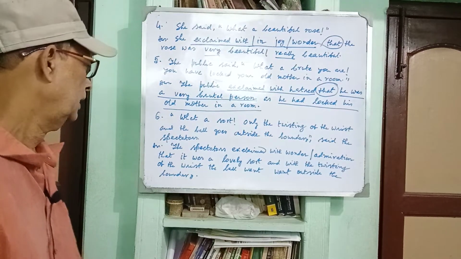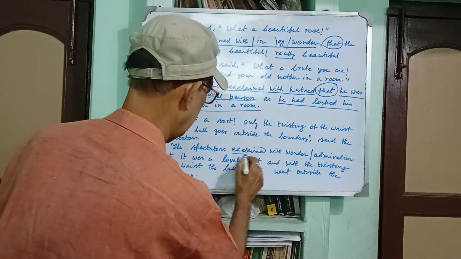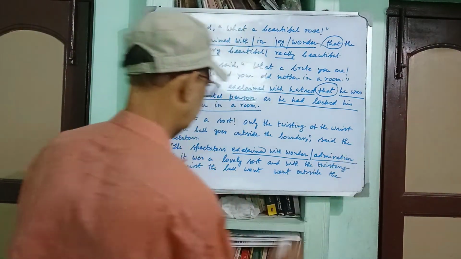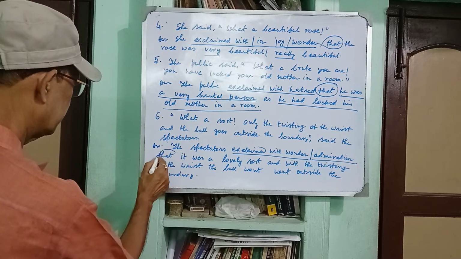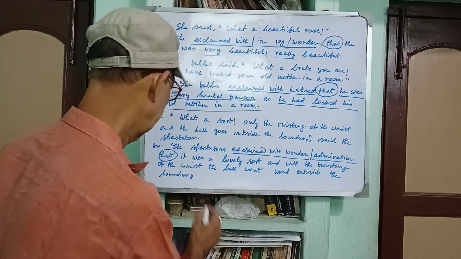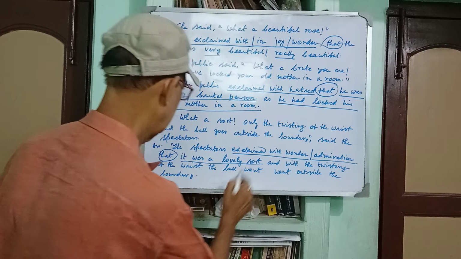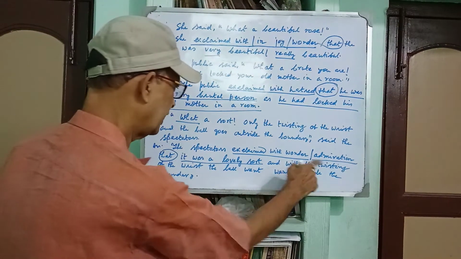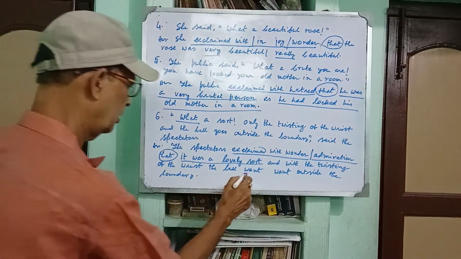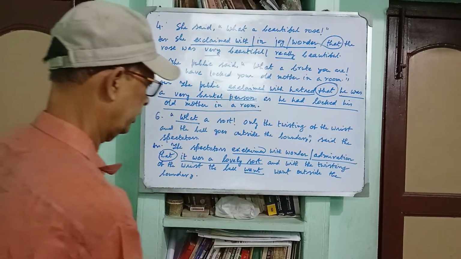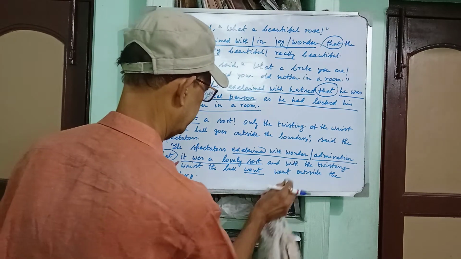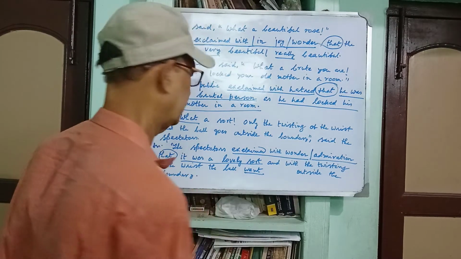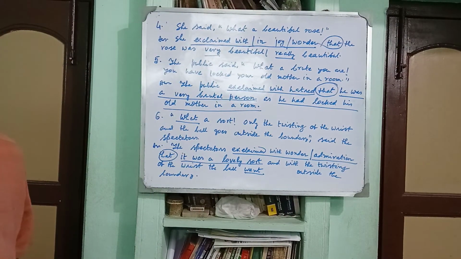Okay? The spectators here exclaimed with wonder or admiration. "That" has been used as a connector. It was a lovely shot. Here, "what" has been replaced by "lovely". And with the twisting of the wrist, the ball went outside the boundary. Sorry, I have written it twice. Thank you very much.